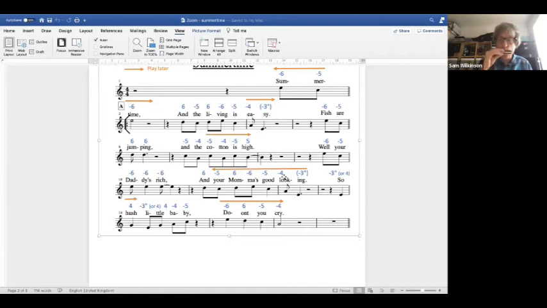Rather than... and again, you can change that up however you want to do that. Or you might want to do it on mama rather than your. Sorry. So again, that's just another idea.